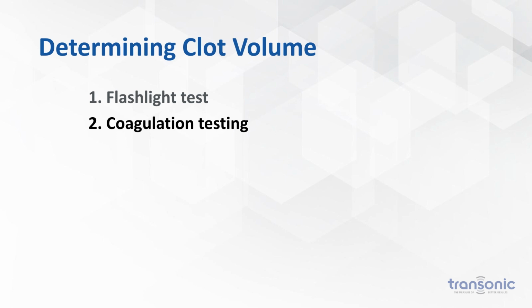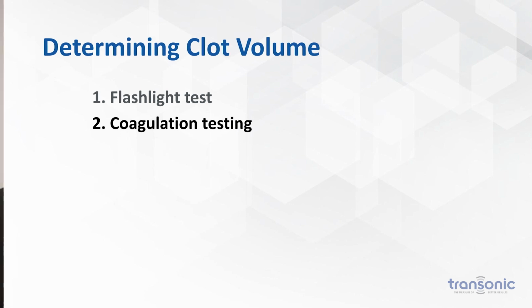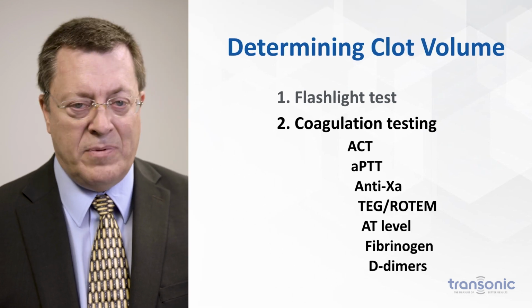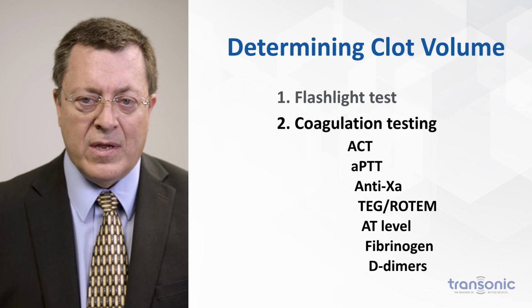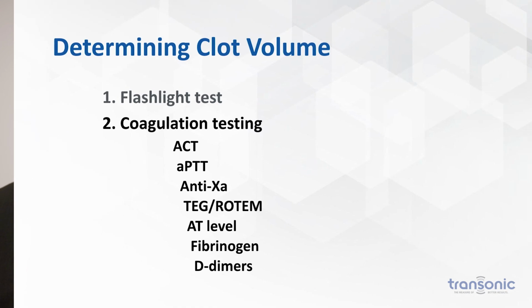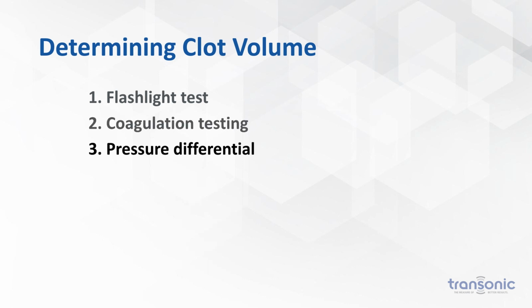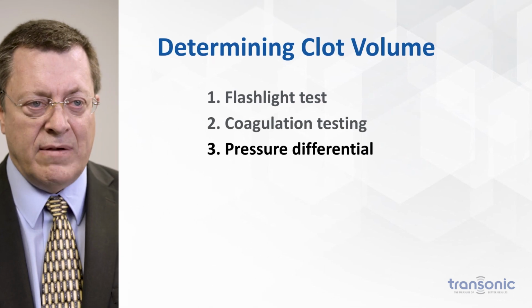Secondly, coagulation testing. We all test every hour, 4 hours, 6 hours, whatever, and we use all the tools that we've talked about before with the ACT, the PT, et cetera. None of these, again, will indicate the volume. The universal thing everybody uses is the pressure differential. By this, I mean the pre and post oxygenation levels.